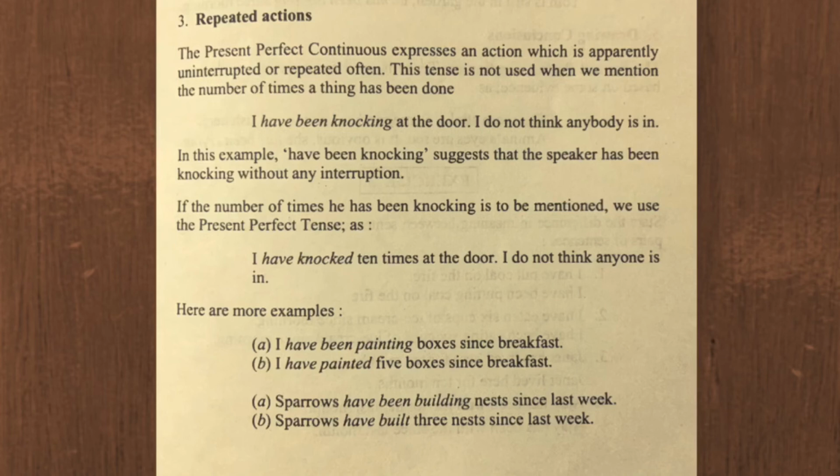It is important to note this sentence. I have knocked 10 times at the door. I do not think anyone is in. Here are some more examples. I have been painting boxes since breakfast. So it is in present perfect continuous tense. I have painted 5 boxes since breakfast. So it is in present perfect tense because the number of times is mentioned in the sentence. Next example. Sparrows have been building nests since last week. Sparrows have built 3 nests since last week.